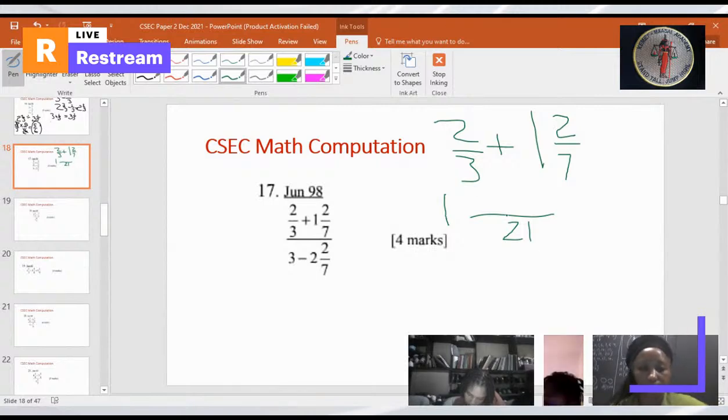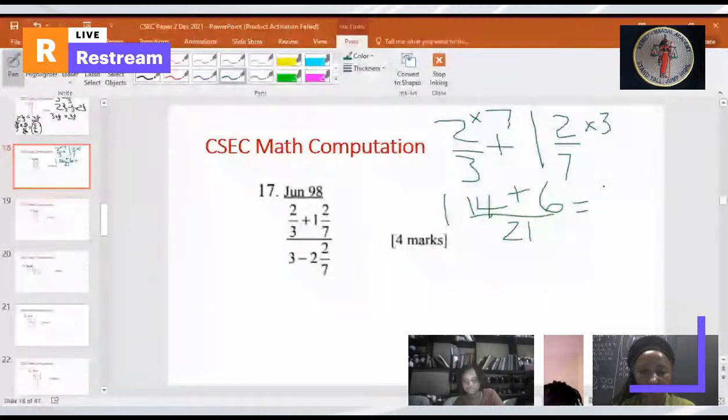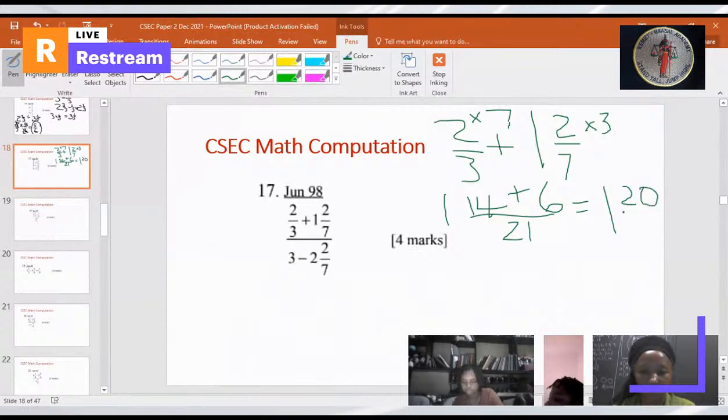3 into 21 goes 7 times, and 2 times 7 is 14. 7 into 21 goes 3 times, and 2 times 3 is 6. Then let's add 14 and 6 to get 20. So we have 1 and 20 over 21. So that's for the numerator.